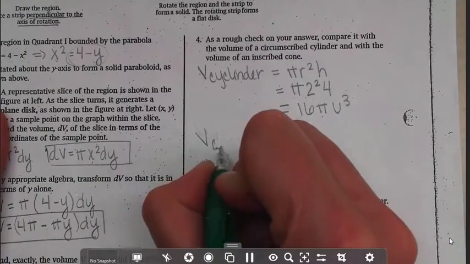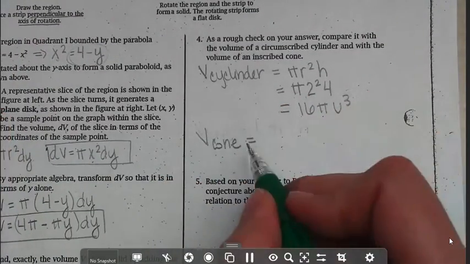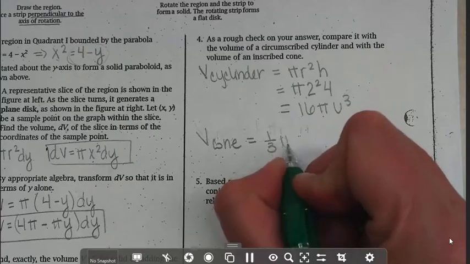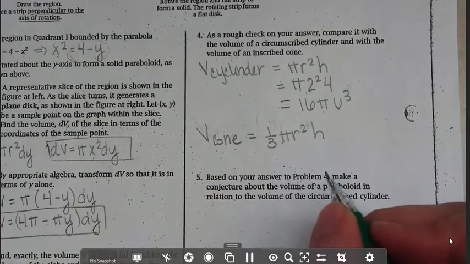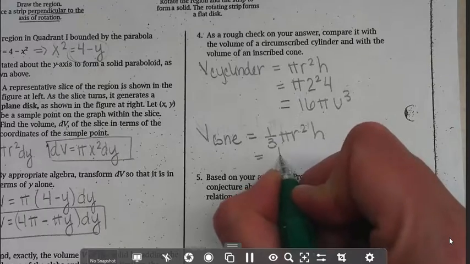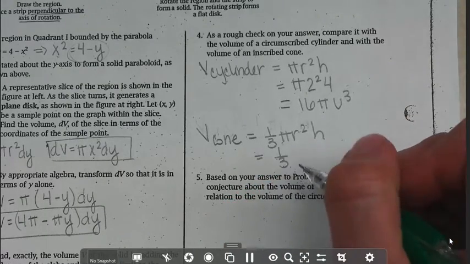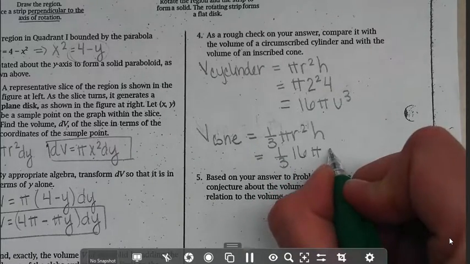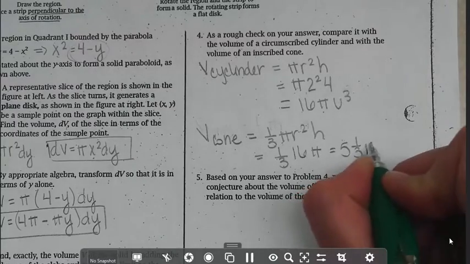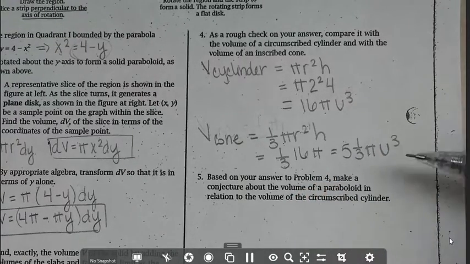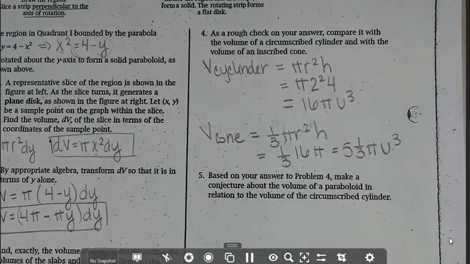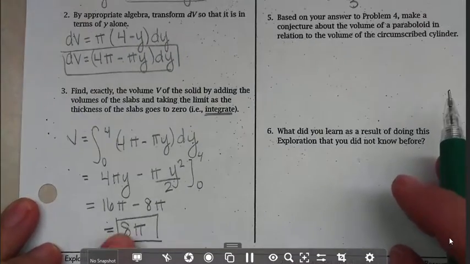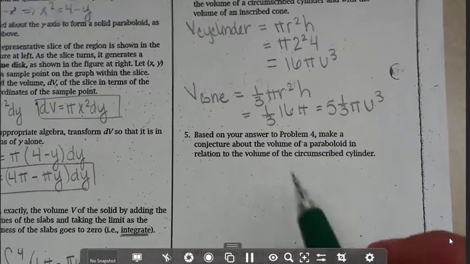Moving on to the volume of the cone. Now the volume of a cone is actually 1/3 the volume of a cylinder. So it's going to be 1/3 pi r squared h. So this is going to be 1/3 of the 16 pi, or 5 1/3 pi units cubed. So comparing these two, and comparing what I got when I actually did the volume of the paraboloid, you can see it falls right in between. Okay, so I think that's what they're going to ask us next.